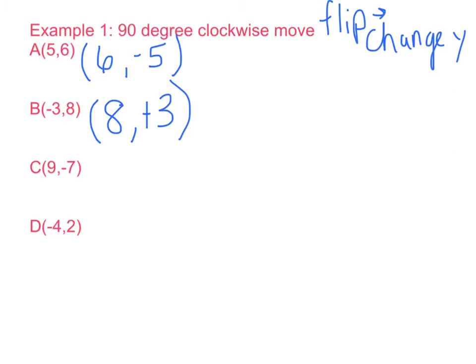Now go ahead and pause this and try C and D, and then press play and check your answers. But I'm going to go ahead and start. So if we flip, it should be negative 7 and 9, and because 9 is positive, it now needs to become negative. And for D, it should become 2 and negative 4. And because negative 4 is already negative, it's going to become positive.